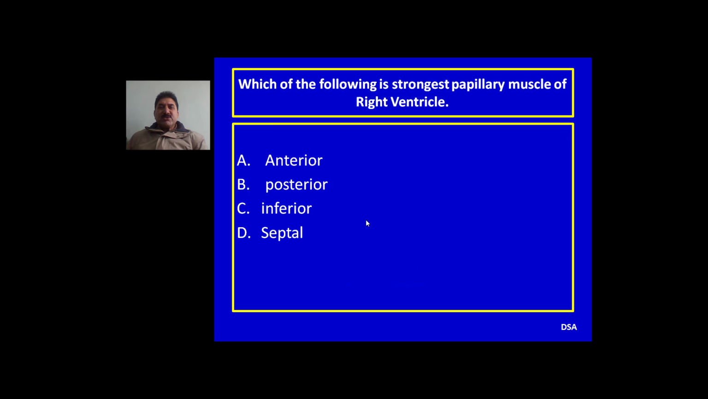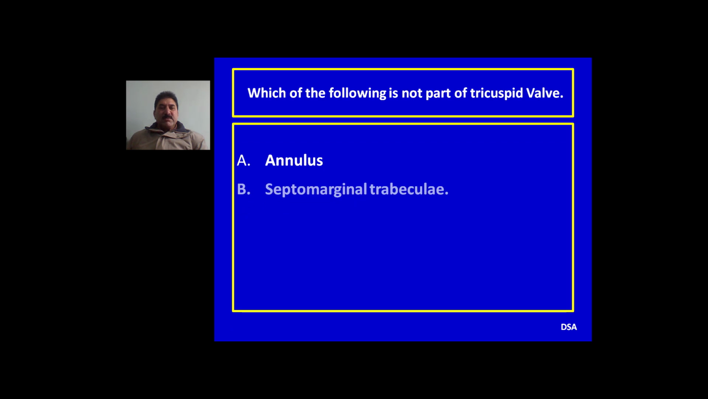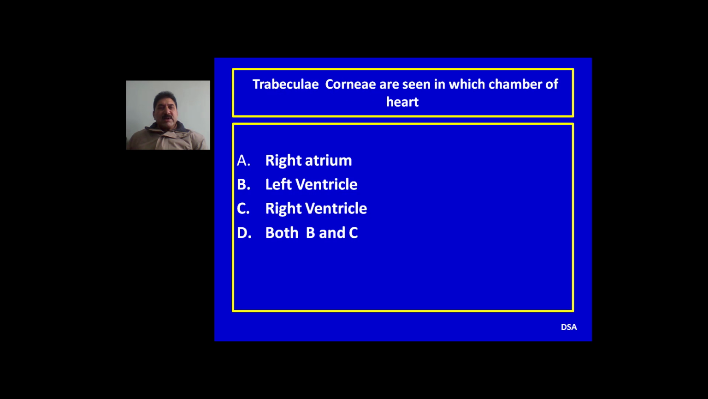Which of the following is the strongest papillary muscle of the right ventricle? Anterior, posterior, inferior, septal. A is the correct option. Which of the following is not a part of the tricuspid valve? A. Annulus, B. Septomarginal trabeculae, C. Papillary muscle, D. Chordae tendineae. B is not part of the tricuspid valve.